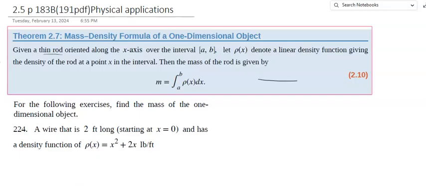Given a thin rod, think of a rod that looks like this, but think of it as infinitely thin, running from A to B. Let rho of x denote a linear density function. What linear means is that it is one-to-one. It is the same correspondence, kind of like y equals a straight line: as x increases, y increases.